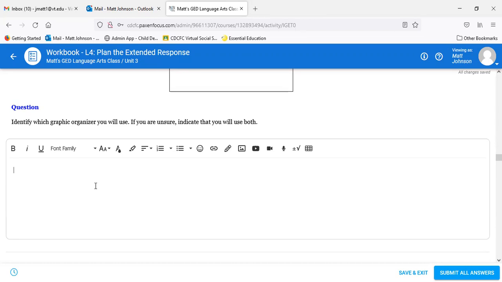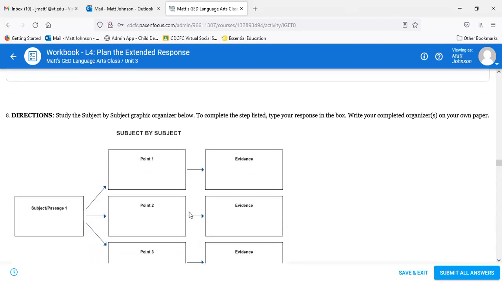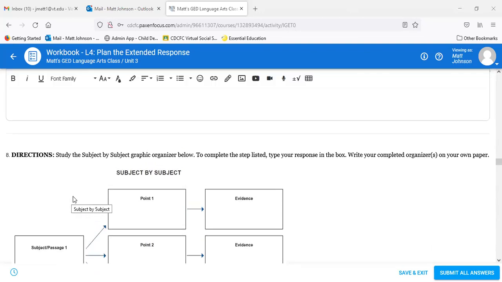So for the sake of putting in an answer here, I will use point by point. I'll go ahead and paste that. And this is actually the last one. Wow, we got done a lot quicker than I thought we were going to today.